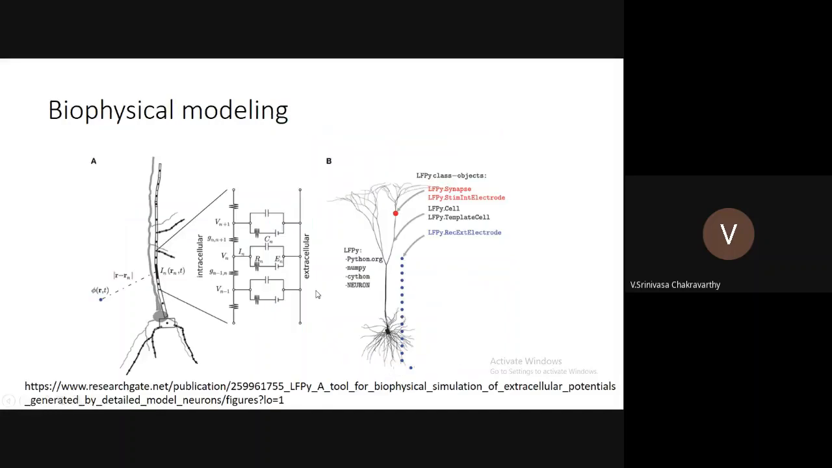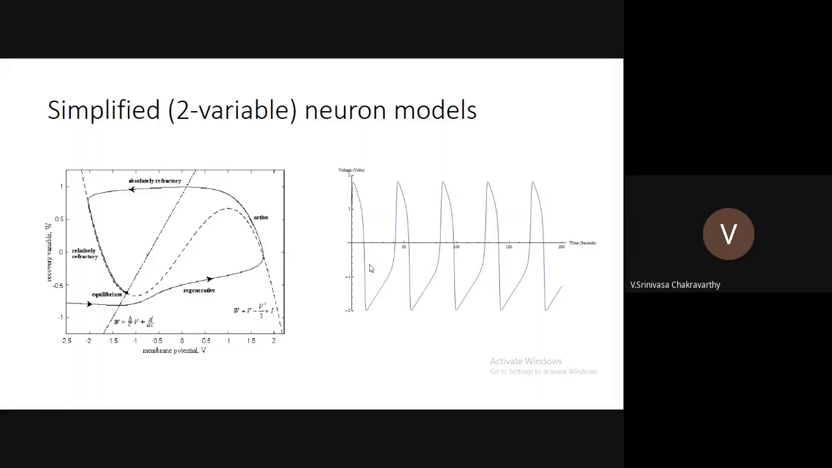Okay, so this is an example of biophysical modeling. Basically, you take the arbor of the neuron, with its cables, with its branches and everything, and express them as electrical equations and electrical circuits, and describe the signal propagation in such circuits. This is what is called biophysical modeling.